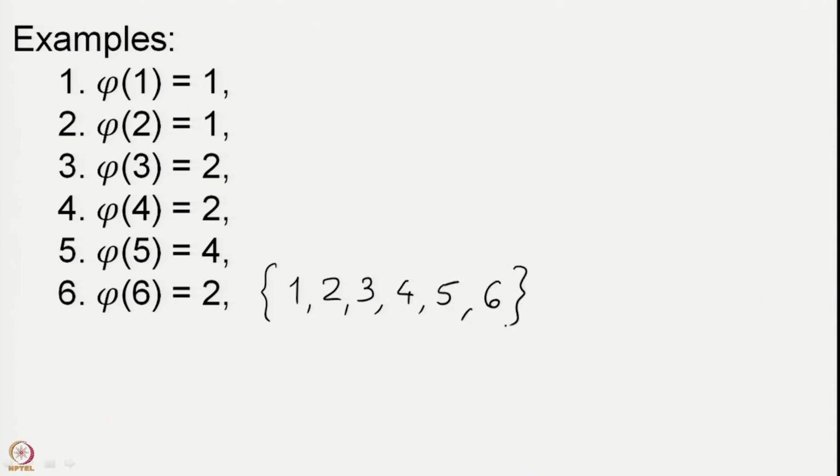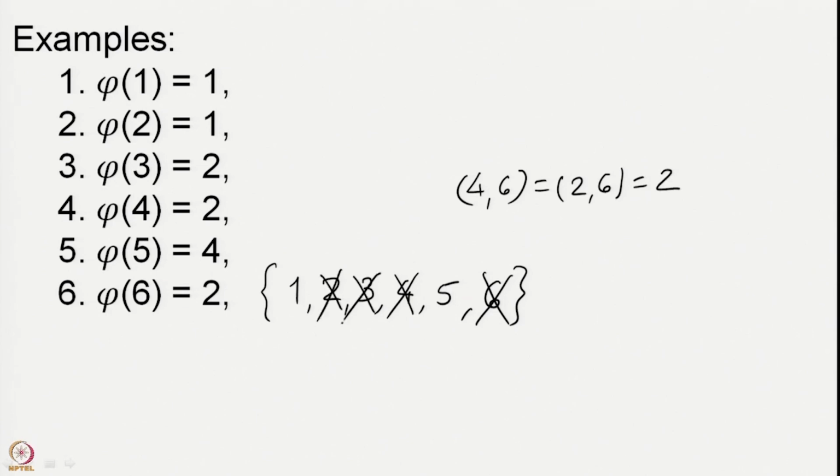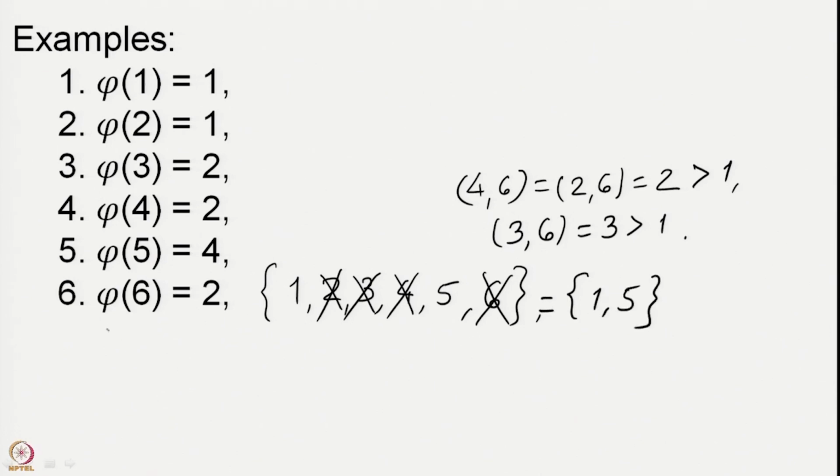and let us see where we are getting the GCD to be not equal to 1. GCD of 6 with itself is 6. So, that has to be removed. 4 has to be removed because the GCD of 4 and 6 is equal to the GCD of 2 and 6, which is 2. 2 also needs to be removed, 3 also needs to be removed because the GCD of 3 and 6 is 3. All the GCDs are bigger than 1. So, the only set that is left is the set {1, 5}. Therefore, phi of 6 is equal to 2.